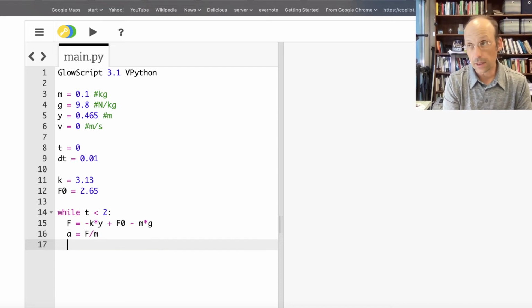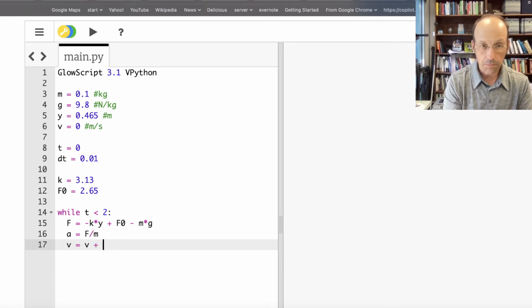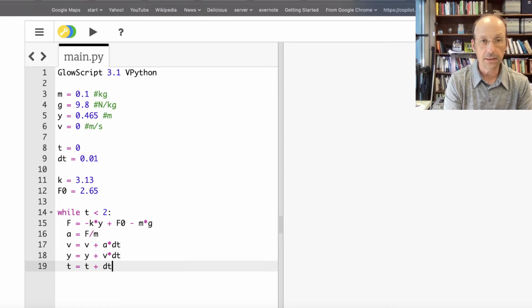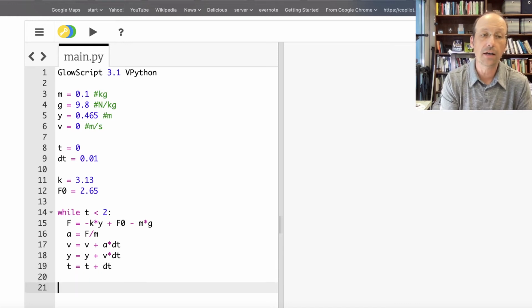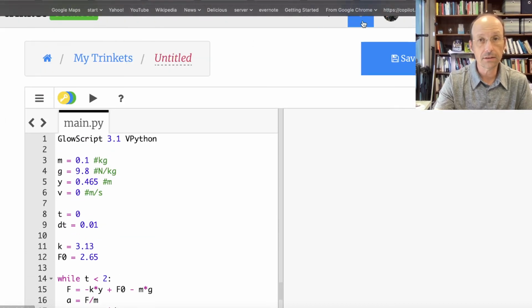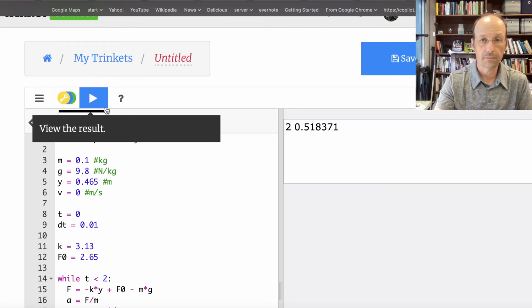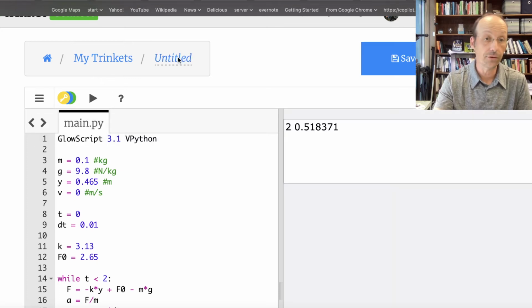Now I can update the velocity. V equals v plus a times dt. Update the position. Y equals y plus v times dt. Update time. T equals t plus dt. Now, how do I know it's even done? At the end, let's just print out. Let's print the position and the time. Print t and y. Let's just see if it works. Let's run it. I should have saved it. Okay, it's giving something. It ran for 2 seconds, so that's good.